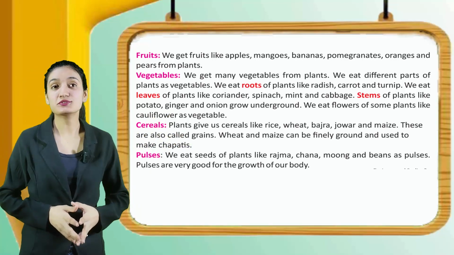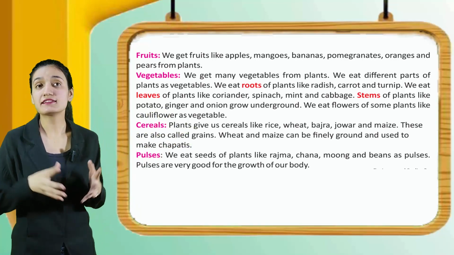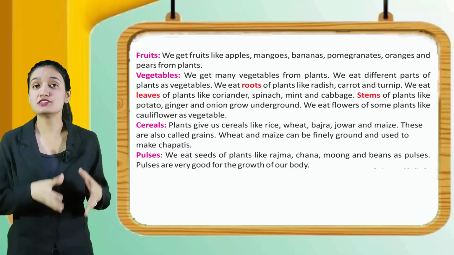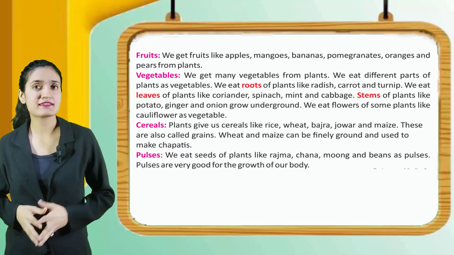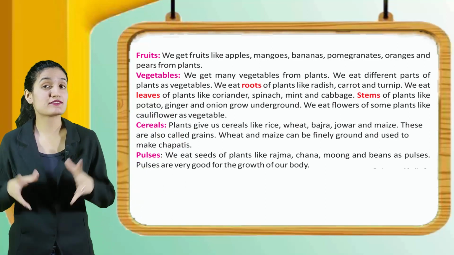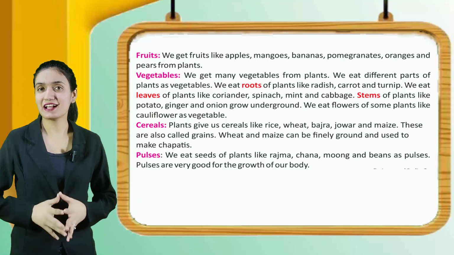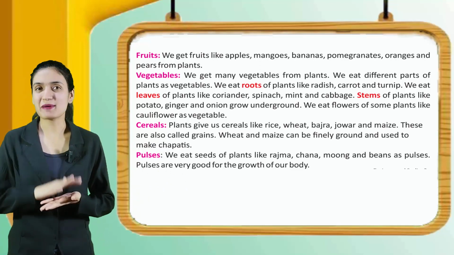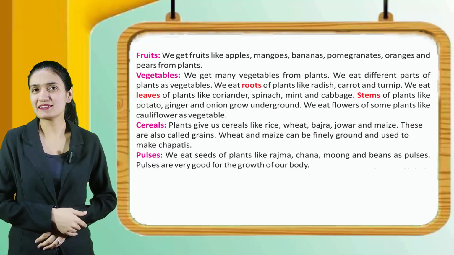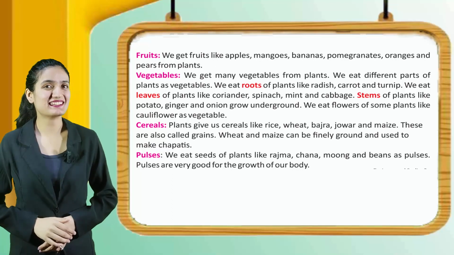Okay, let's move on to cereals. Plants give us cereals like rice, wheat, bajra, jowar and maize. These are also called grains. Wheat and maize can be finely ground and used to make chapatis. So kids, how many chapatis do you eat in one meal?